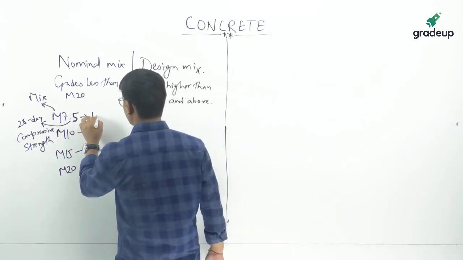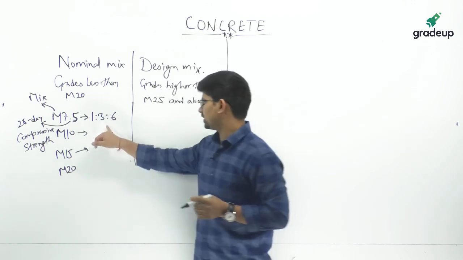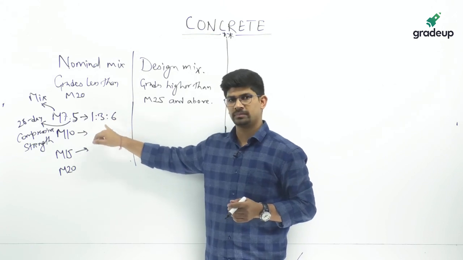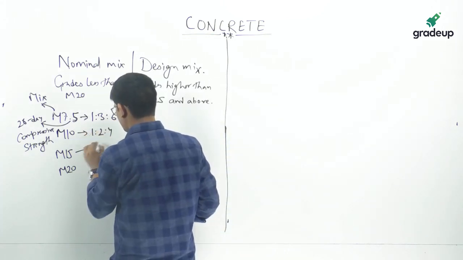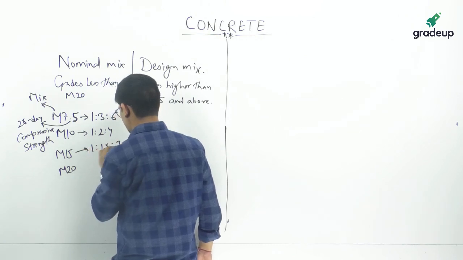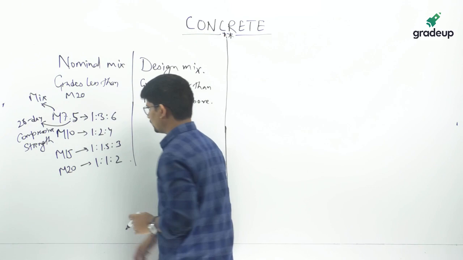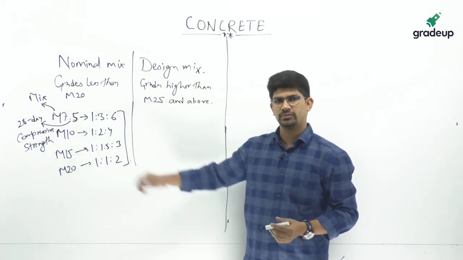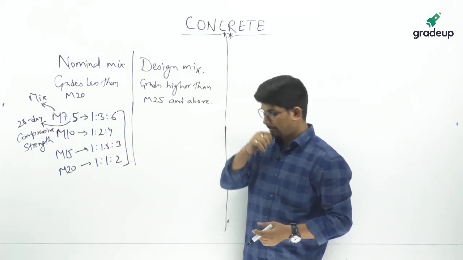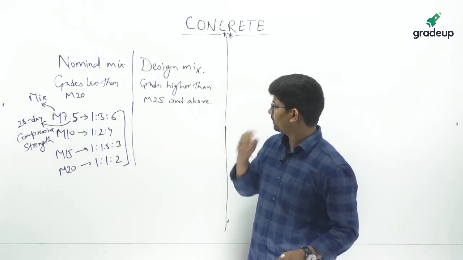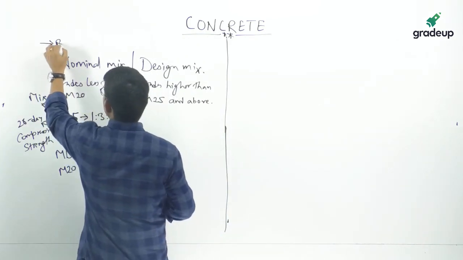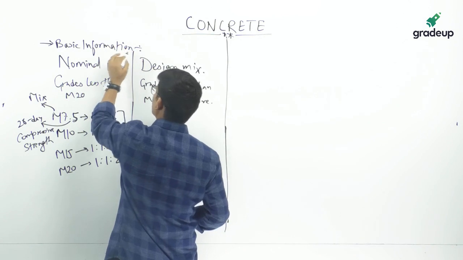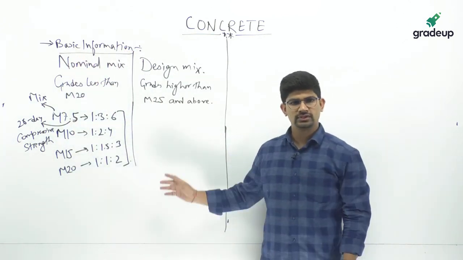Now for nominal mix, you use ratios of cement, sand and aggregate. These are the rough proportions: 1:2:4, 1:1.5:3, and 1:1:2. In examinations these ratios can be asked in the form of objective questions, so you should remember these. This is some basic information which I have given you.